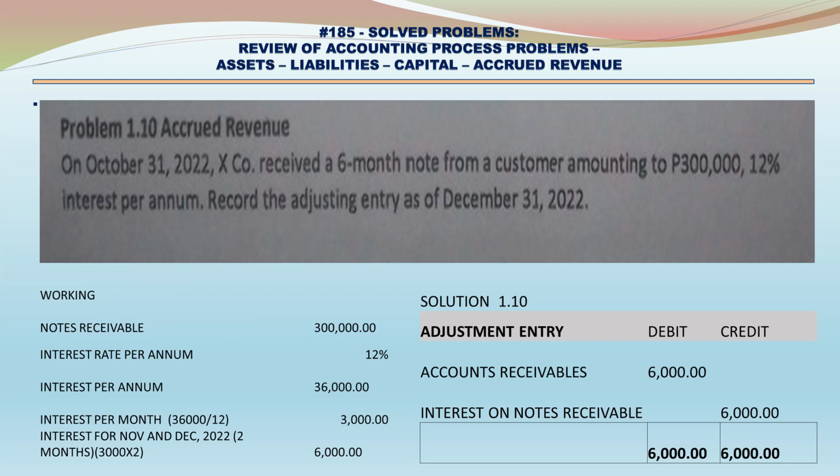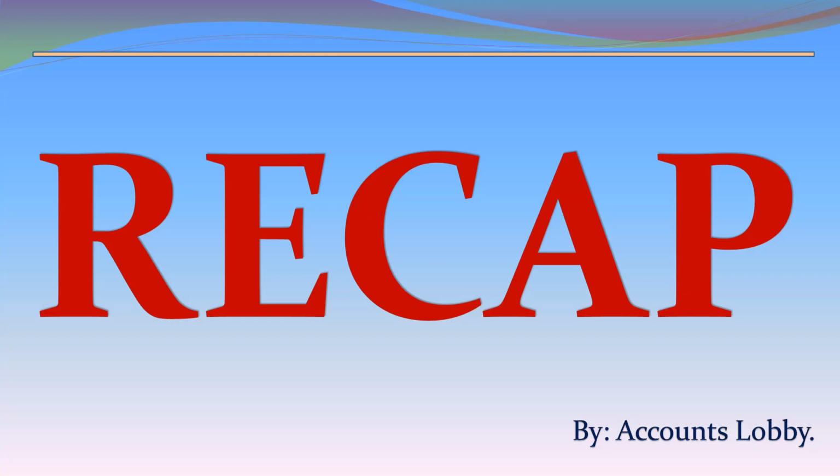Adjustment entry, debit and credit. Accounts receivable debit 6,000. Interest on notes receivable credit 6,000. Total debits 6,000. Total credits 6,000. Recap.